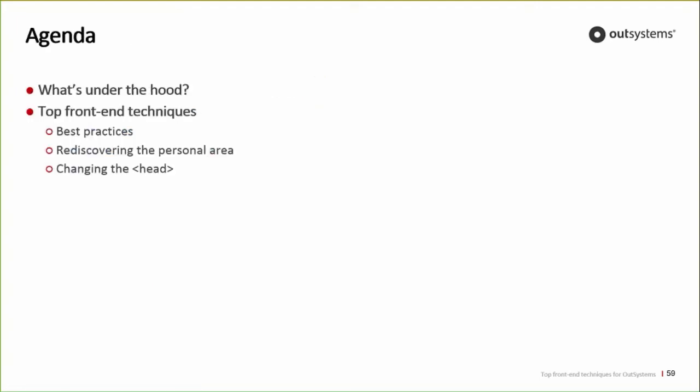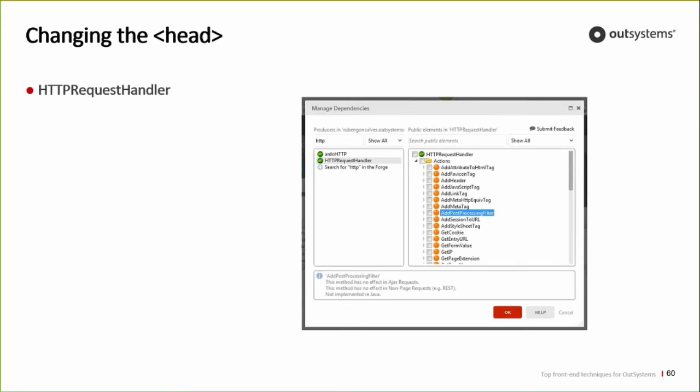Another technique that is very useful is the ability to change the head. Sometimes we want to add a script to the head, or we want to add a specific style sheet to the head, or even the favicon. So how are we able to do that? For that, there is an extension called HTTP request handler that you can reference. It's a system component, and it has several actions that enable us to add elements to the head. So we have, for example, add JavaScript tag, or add meta tag, or even add style sheet tag. Okay, but the most powerful one is add post-processing filter.